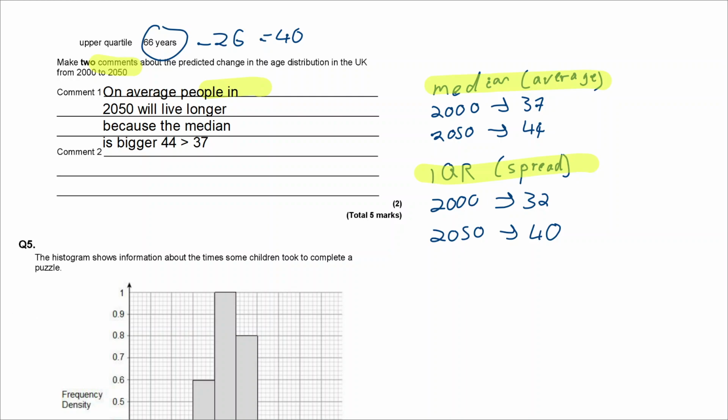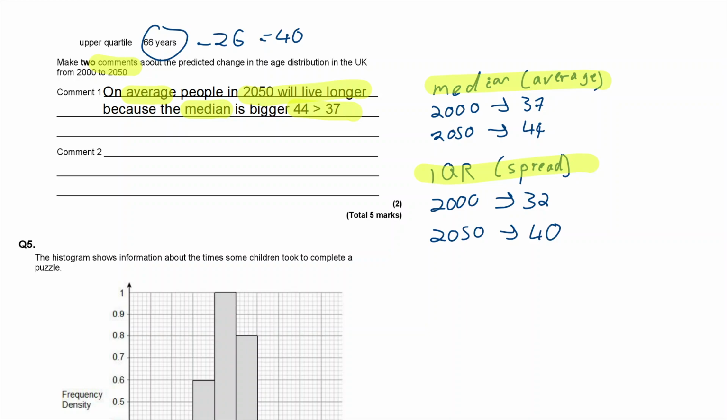And actually, it isn't that complicated. You've just got to put in the keywords here. Let's make it a bit bigger. There we go. Good. So the keywords here, on average, and you put it into context. The people in 2050 will live longer because the median is bigger. And hopefully I've got the right numbers. I'm going to check the mark scheme. I hope I've not misread anything.